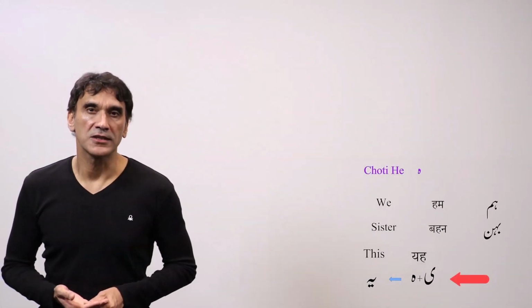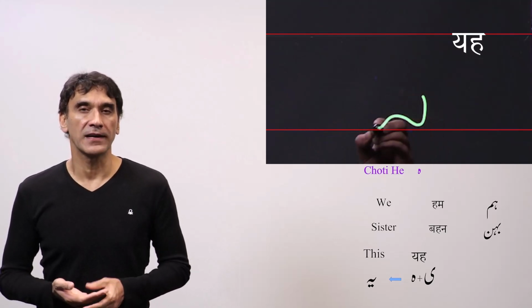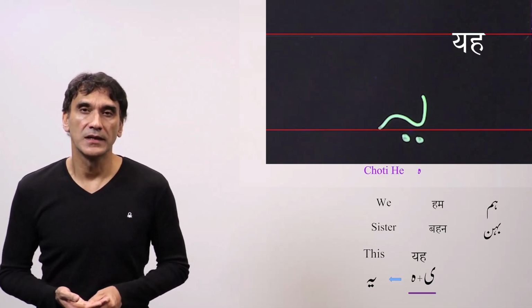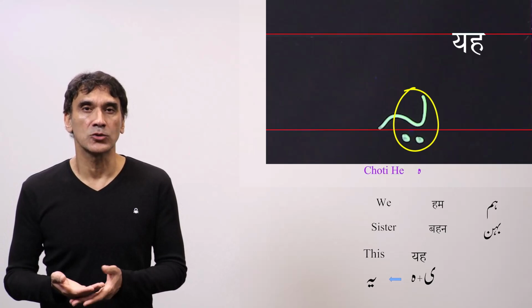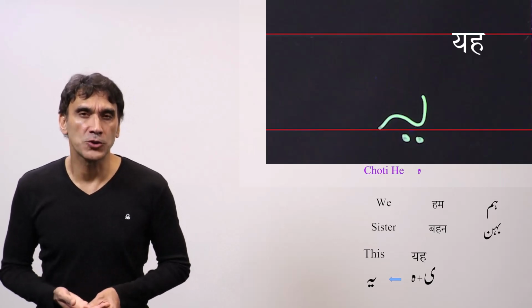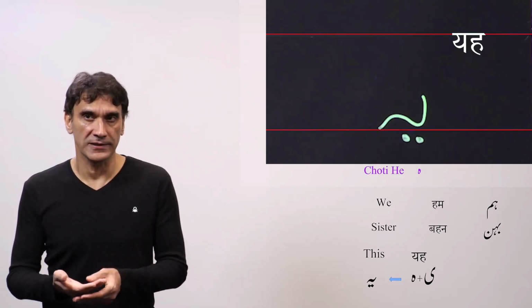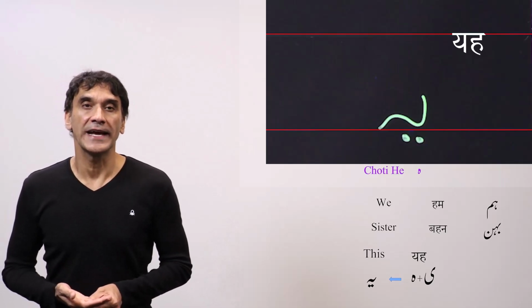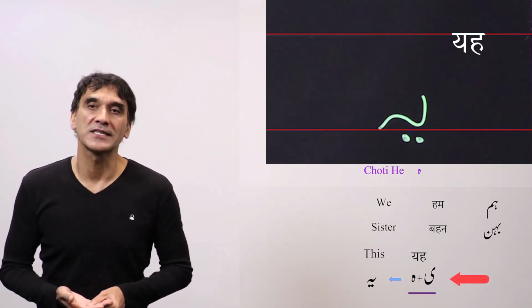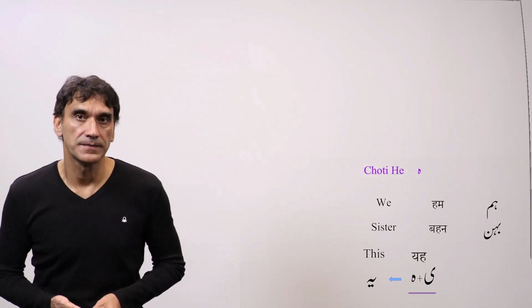The third word is yah, the third person singular demonstrative pronoun meaning this. It also means he, she, it, and they in Urdu as third person proximal pronouns. Here Choti He comes as the final letter. The spelling is Choti Ye plus Choti He, yah. So you write the initial form of Choti Ye that has 2 nuktas below and then the final form of the Choti He. We haven't learned the forms of Choti and Badi Ye, so you can ignore the first letter here and just pay attention to Choti He at the end, how it is written tilting the stroke downwards. So Choti Ye plus Choti He, yah.